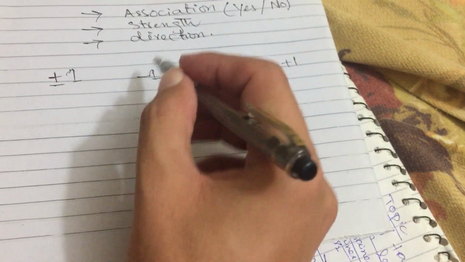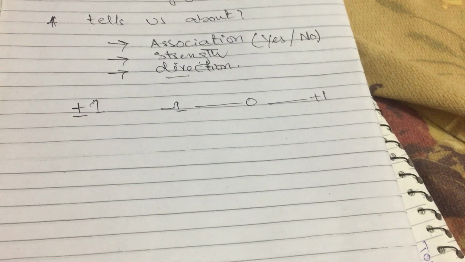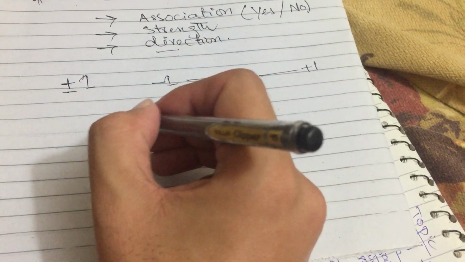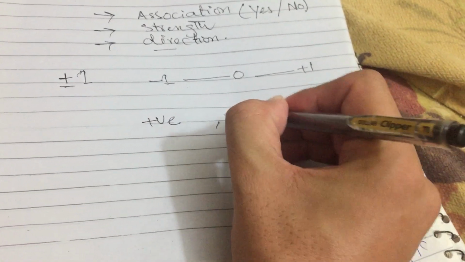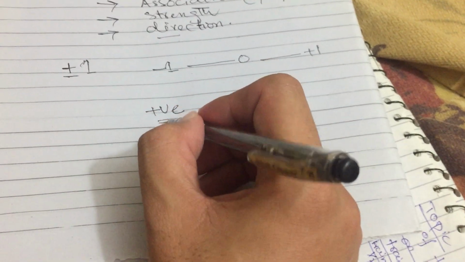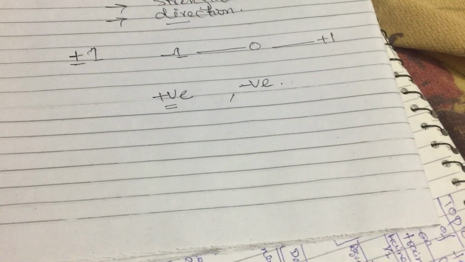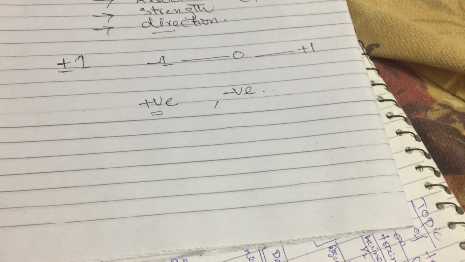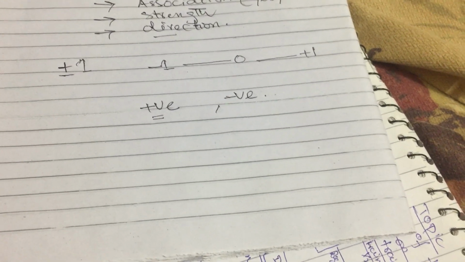And the last thing is the direction. The correlation basically tells us about the direction of the association or the relationship. The direction may be positive or it may be negative. If there is a positive relationship, it means that if one variable increases, there will be an increase in the other variable and vice versa. While in case of the negative relationship, if one variable increases, the other variable will decrease and vice versa.